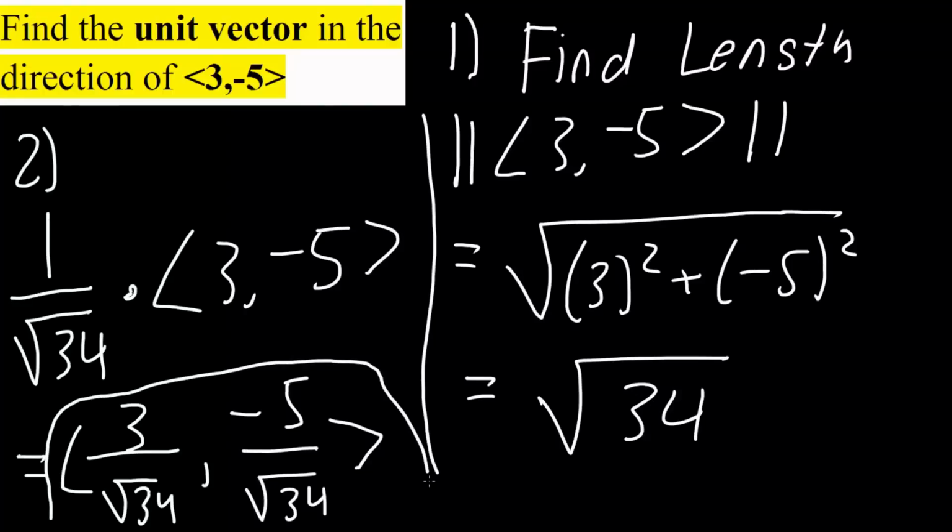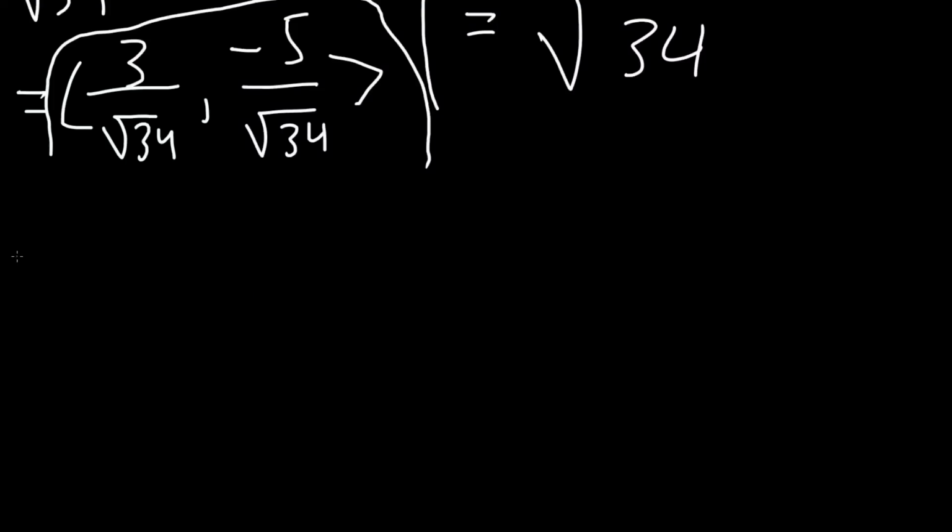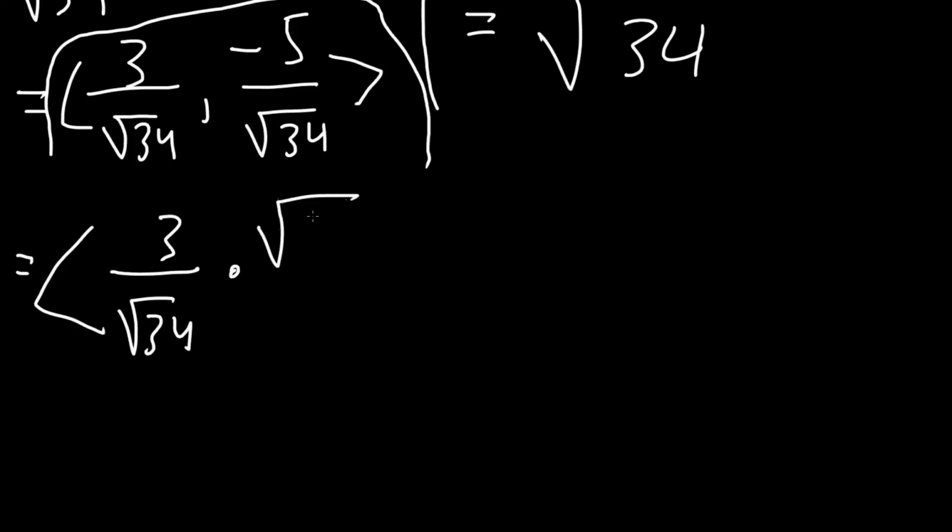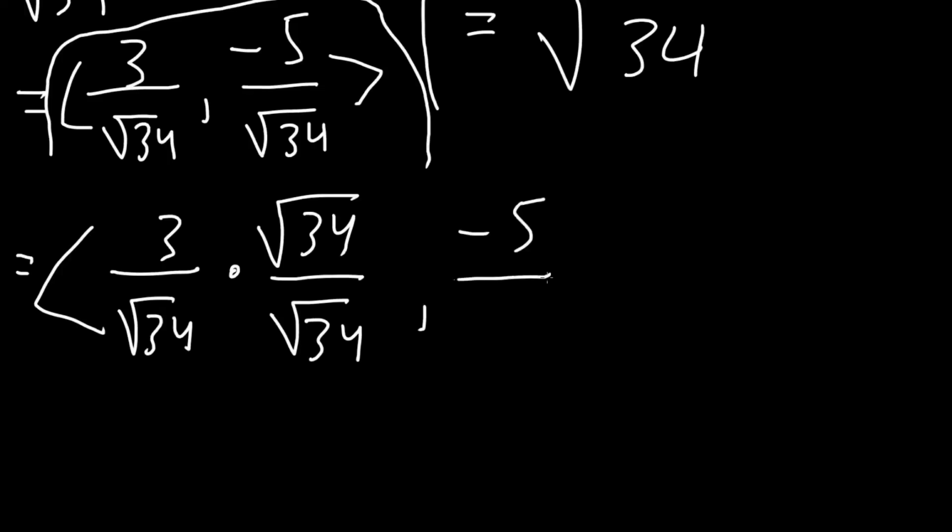However, some professors do not want you to have a rational denominator, so you need to fix that. So let me scroll down. And so you could instead say, so we have 3 divided by the square root of 34. If we multiply the numerator and the denominator by the square root of 34, comma, negative 5 divided by the square root of 34, and we do the exact same thing because we want to remove the square root sign.